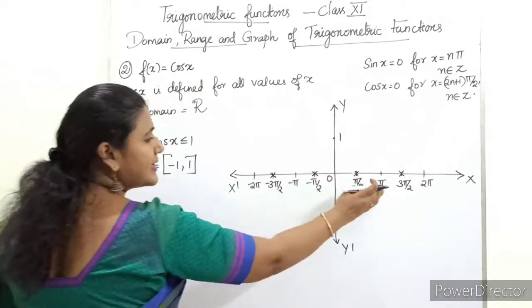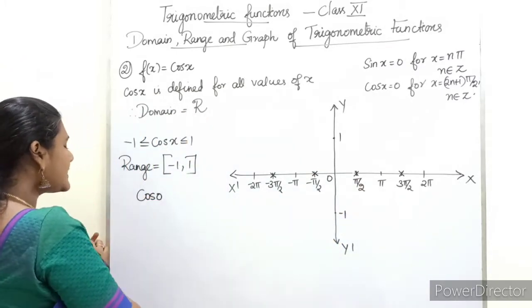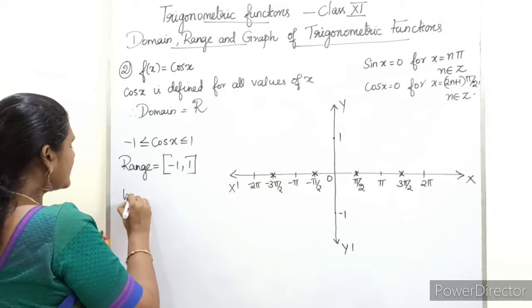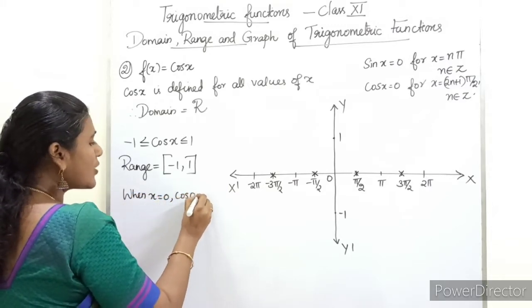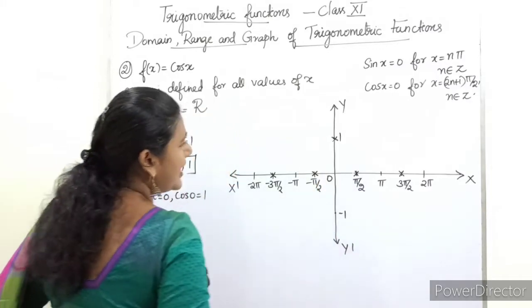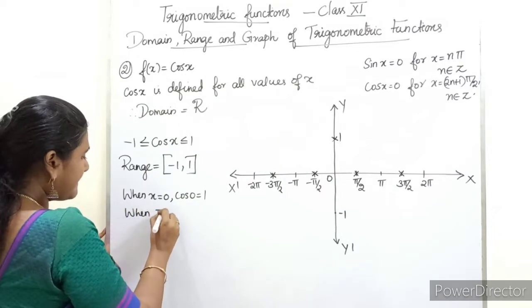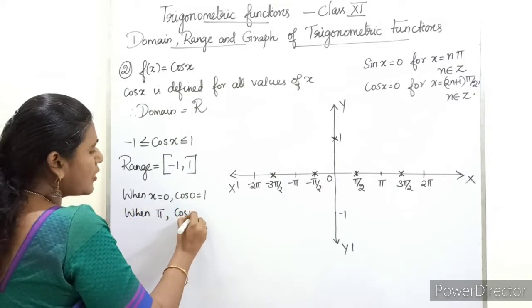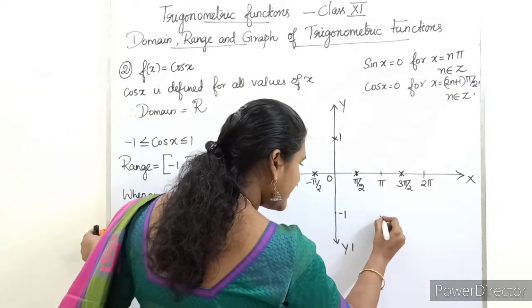Now for the other angles we will find out. What is cos 0? When x is equal to 0, the cos 0 value is 1. So at x equal to 0, the cos value is 1. Now when x is equal to pi, cos pi is minus 1.